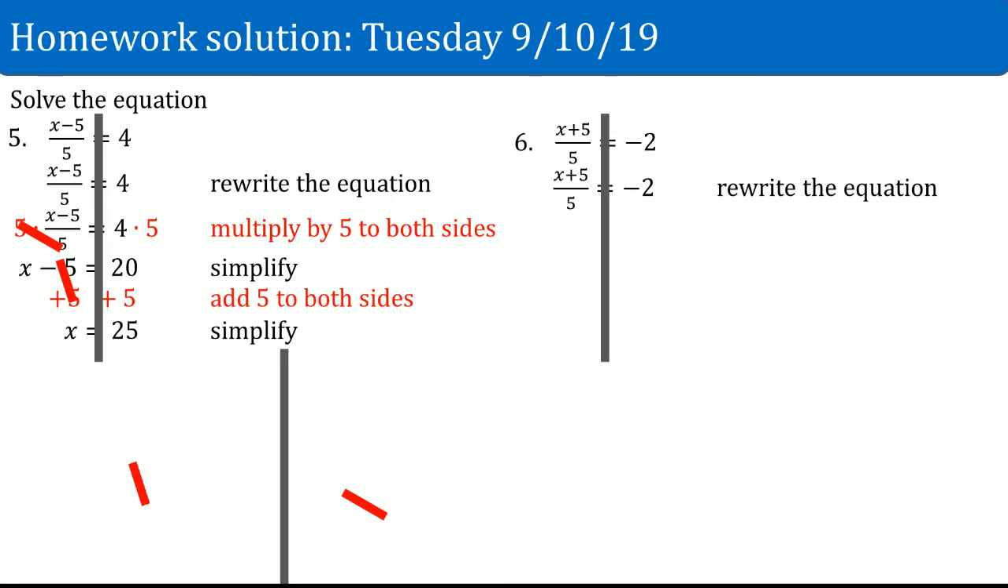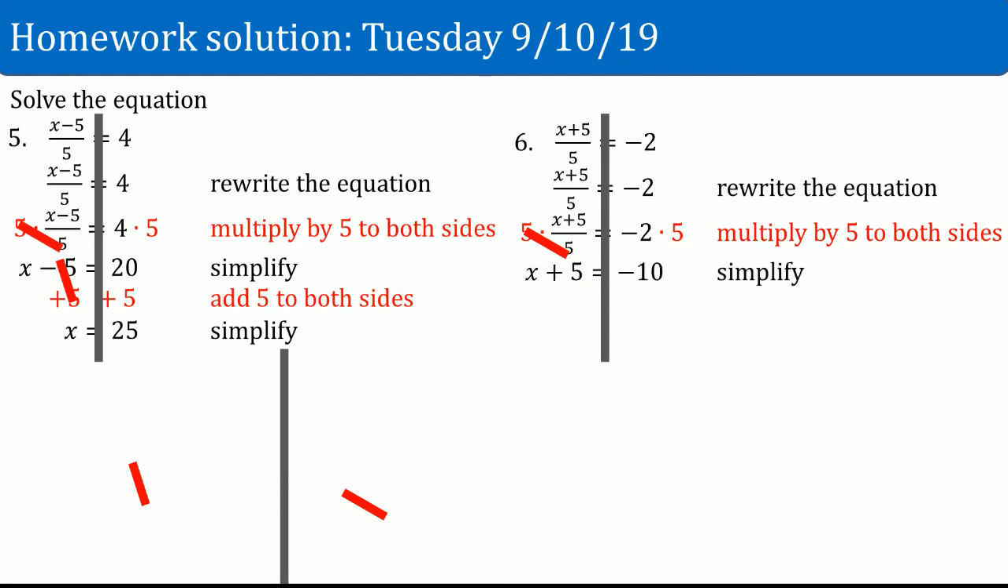What is the opposite of divide by 5, or what is the inverse of divide by 5? It is to multiply by 5. So the 5 on the left hand side cancels out because once we do the inverse or the opposite, they cancel out. So what do I have left over on my left hand side? An x plus 5. What about the right hand side? It becomes a negative 10. Negative 2 times 5 becomes negative 10. Now it's like a problem from Monday. It's x plus 5 equals negative 10.